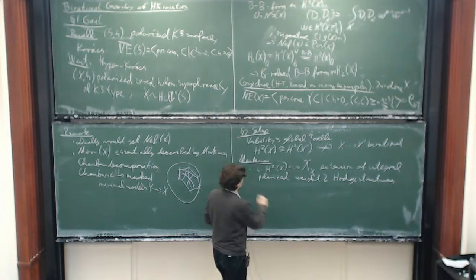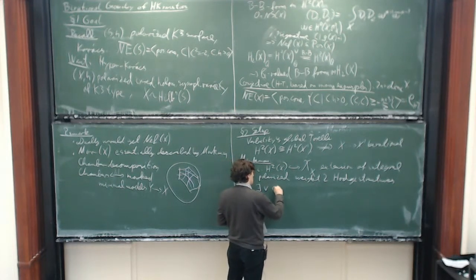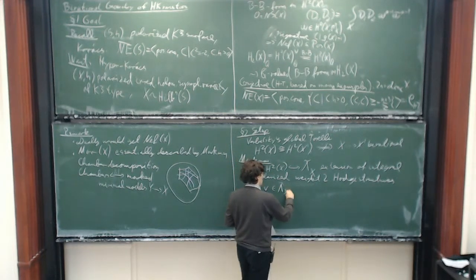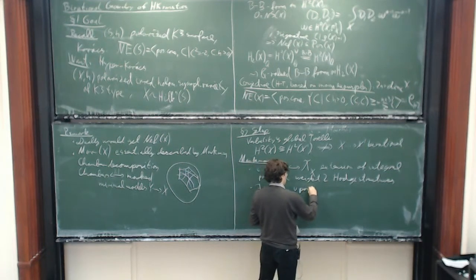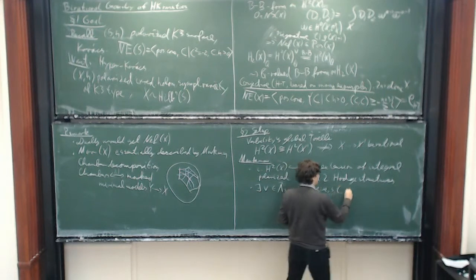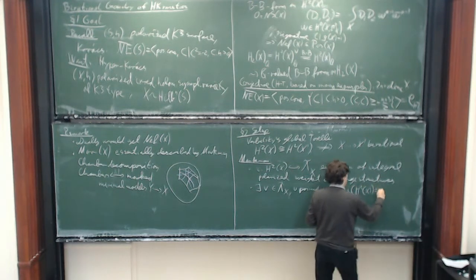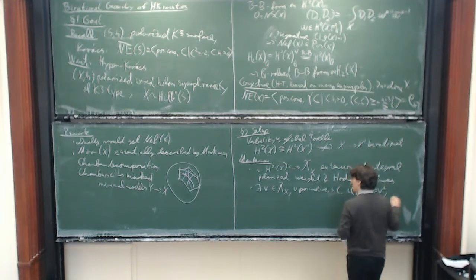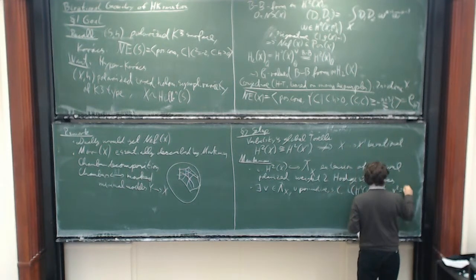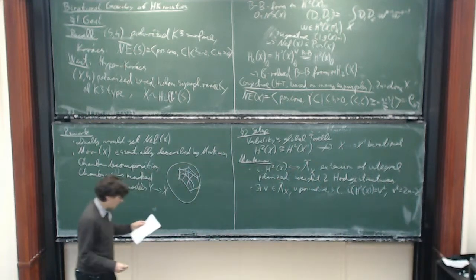And moreover, there exists a primitive vector v such that this H2 is just the orthogonal complement, and v squared is equal to 2n minus 2. Again, 2n is the complex dimension.